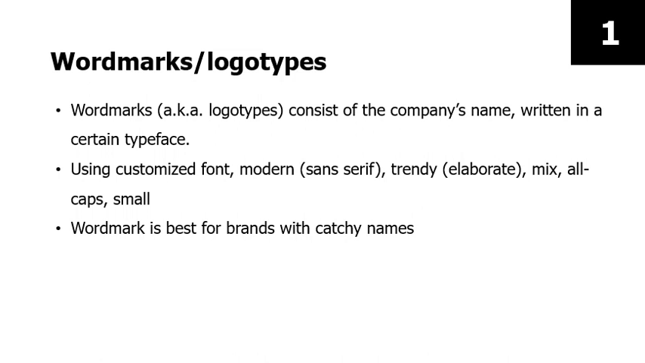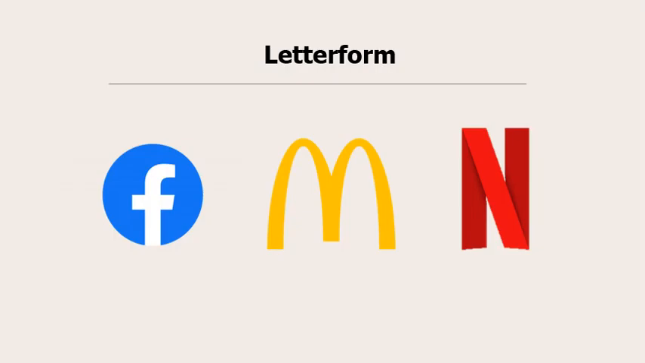But this is most useful. Word marks or logotypes are most useful for introducing your campaign or your brand to your audience or to the market, since right there on the logo is the name of the brand or of the campaign. The second type of logo is the letter form.